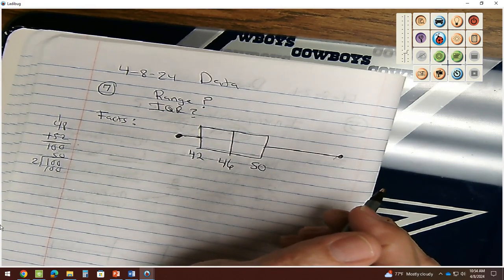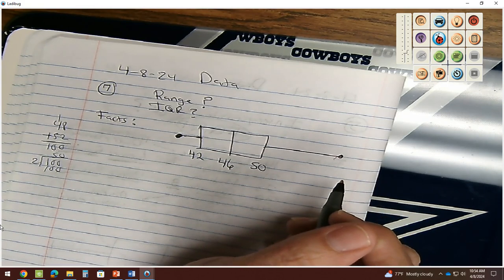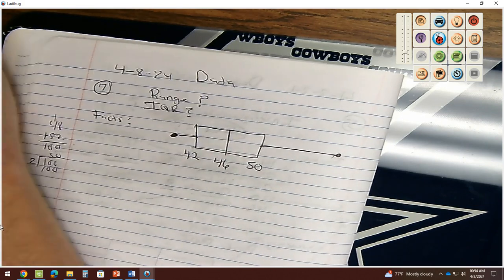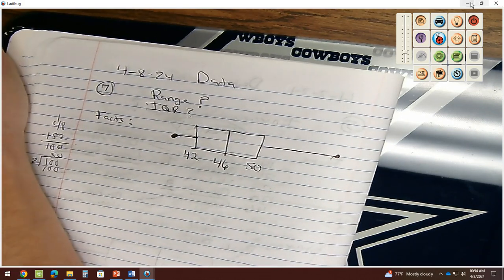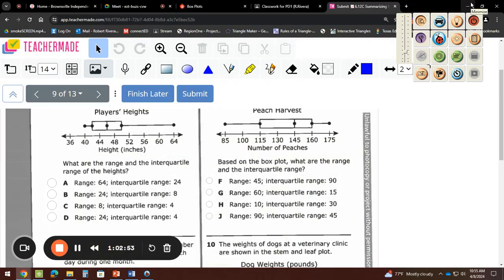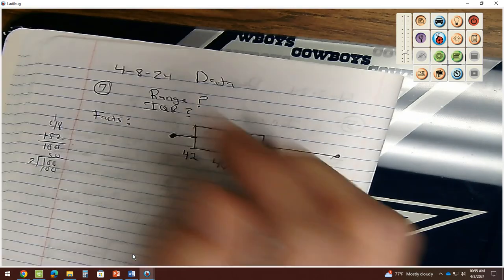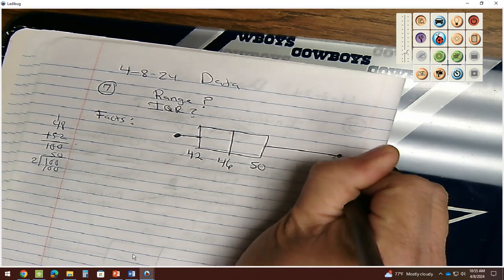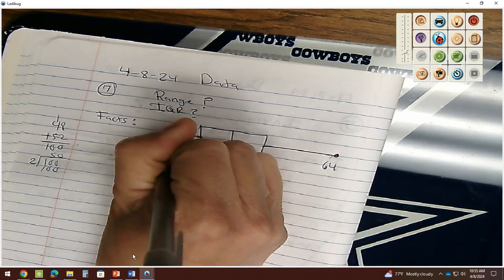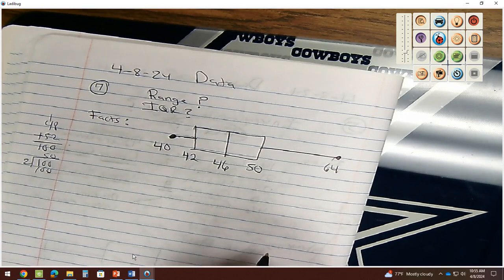The last thing to find is the maximums and the minimum extremes. So who's the maximum? Let's go check our data. 64. Who's the minimum? 40. The maximum is 64. The minimum is 40. Questions so far?